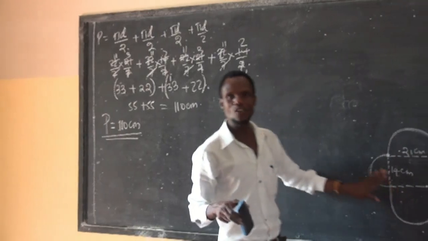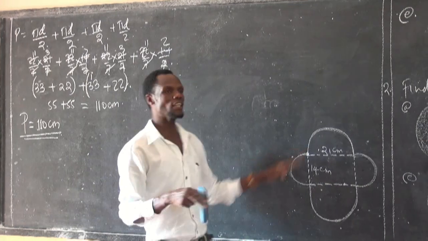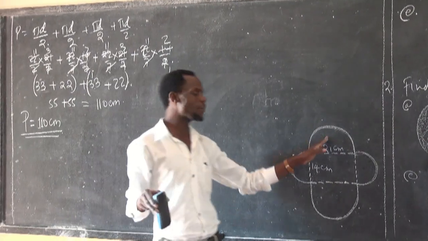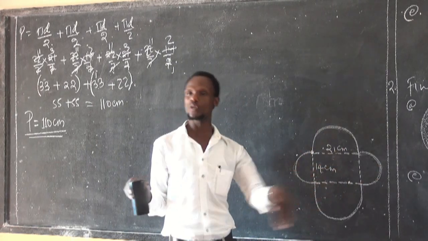But area is all about the coverage of your shape. So, coverage of the shape, we have this semicircle, this semicircle, this semicircle, this semicircle, and the rectangle is included.